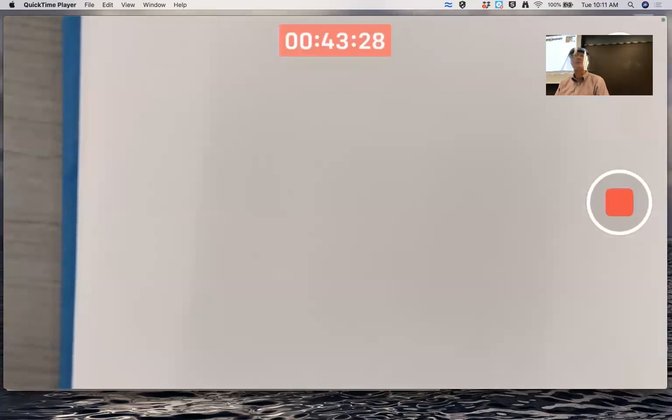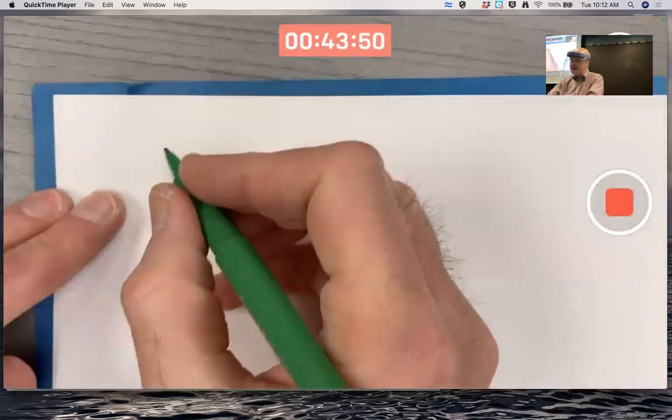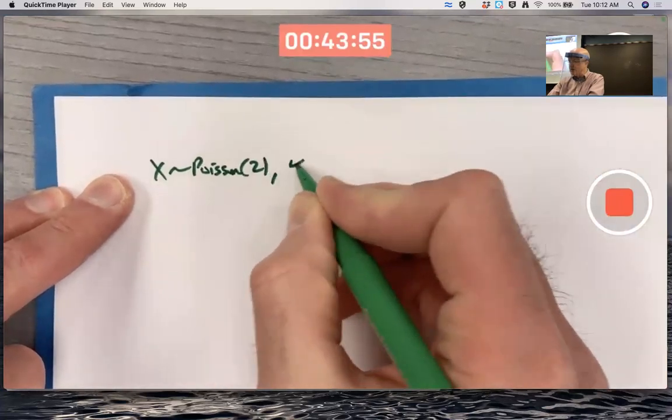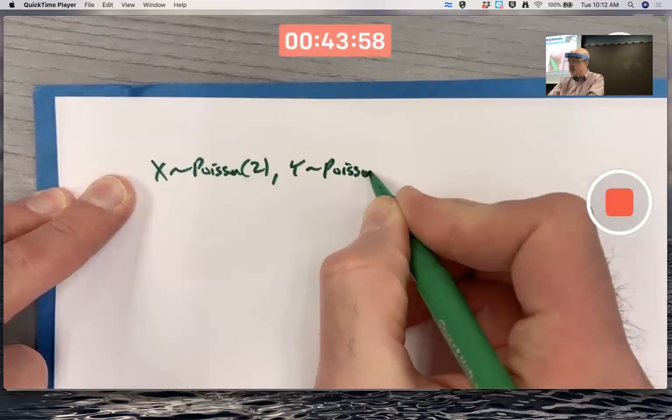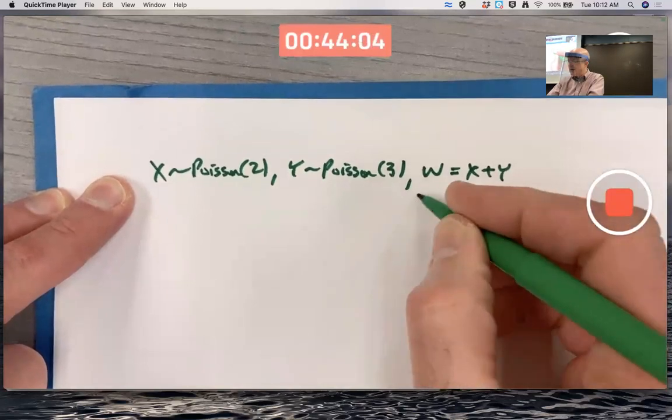Let's do the same problem now. Show that the sum of two independent Poissons, one with mean 2 and one with mean 3, is another Poisson with mean 2 plus 3 equals 5. But now let's use moment generating functions. And with the theorems in chapter 7, the moment generating function approach is easier than what we did with convolution. So once again, X is Poisson with mean 2, Y is Poisson with mean 3, and W is X plus Y, where X and Y are independent.